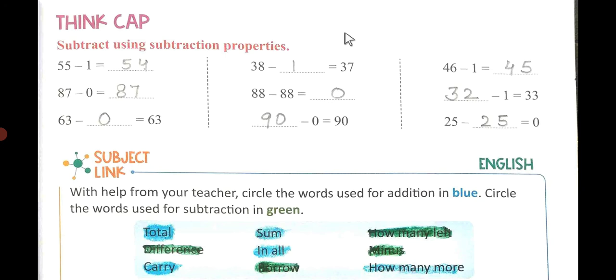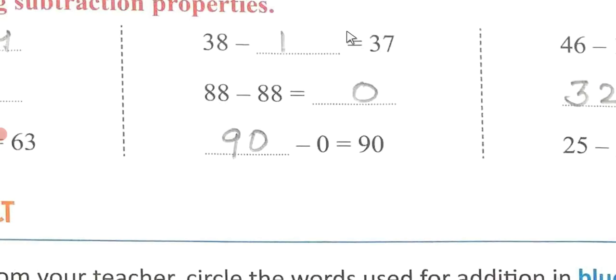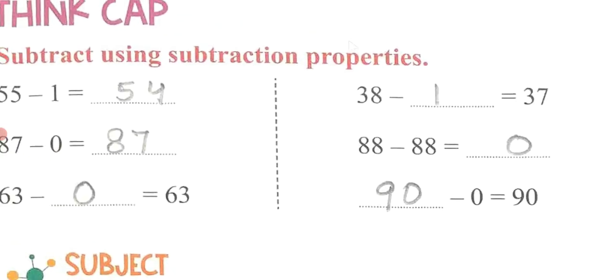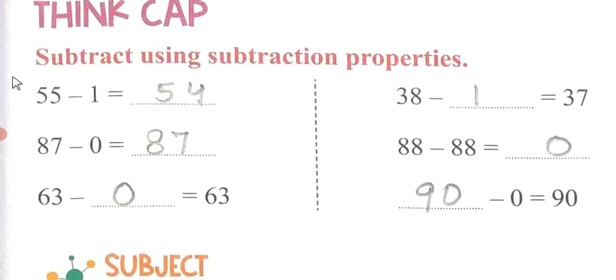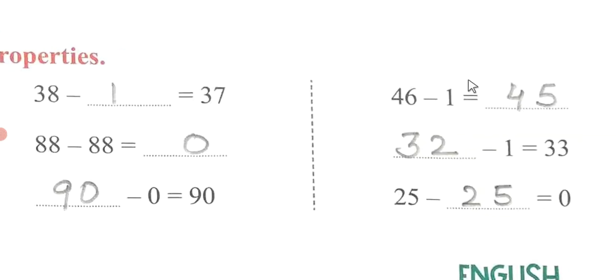35. Think cap. Now please look carefully. Think cap. Subtract using subtraction properties. 55 minus 1 is 54. 87 minus 0 is 87. 63 minus 0 is 63. 38 minus 1 is 37. 88 minus 88 is 0. 90 minus 0 is 90. 46 minus 1 is 45. 32 minus 1 is 33.